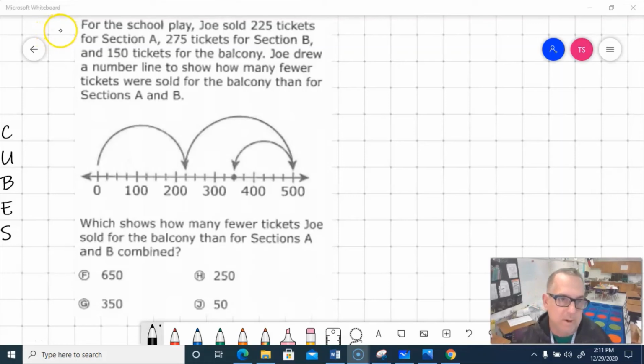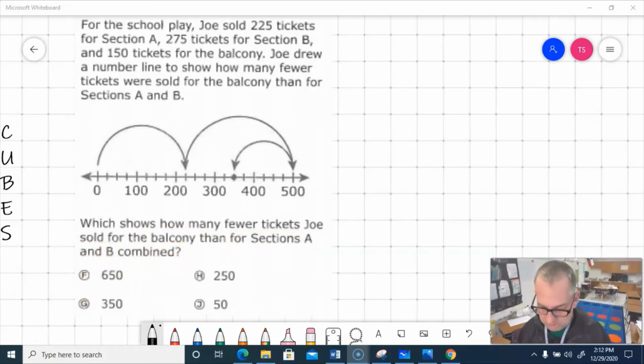Okay, let's go and look at this problem right here. It says, for the school play, Joe sold 225 tickets for section A, 275 tickets for section B, and 150 tickets for the balcony. Joe drew a number line to show how many fewer tickets were sold for the balcony than for section A and section B. So here's the number line that he drew, which shows how many fewer tickets Joe sold for the balcony than for sections A and B combined.